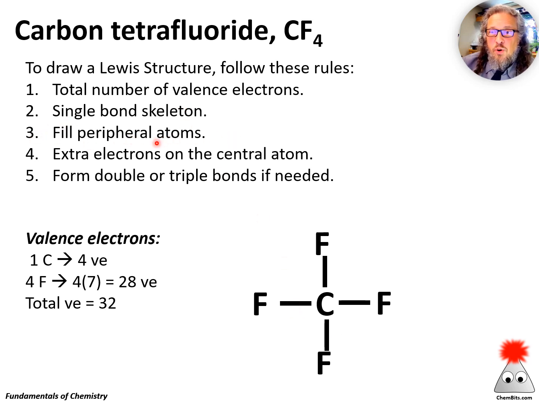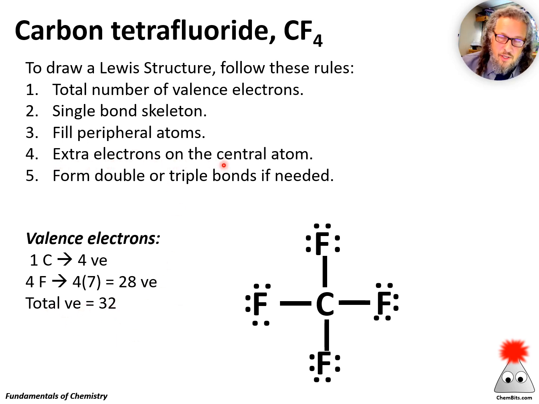Now let's fill the peripheral atoms with electrons. So each fluorine now has 8 electrons around it. And how many have I used up now? I've used up 2, 4, 6, 8, 10, 12, 14, 16, 18, 20, 22, 24, 26, 28, 30, 32. I've used up 32 valence electrons. So I have no extra electrons for the central atom. And everything has an octet, so I don't need any double or triple bonds. All right, doing good on these examples. Let's move on to something a little bit more interesting.